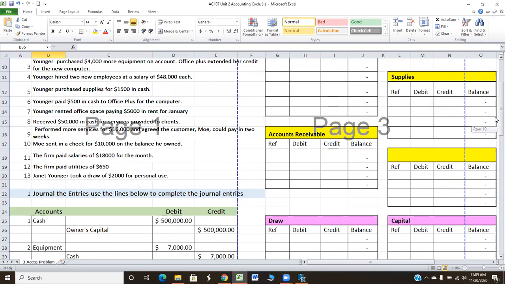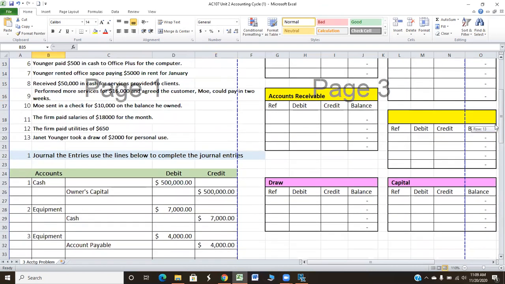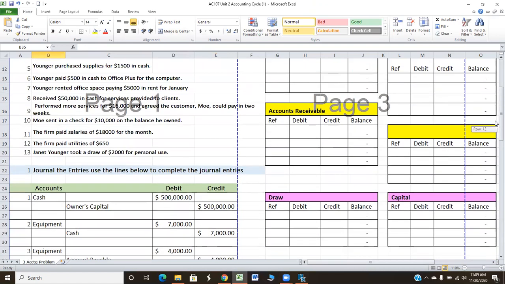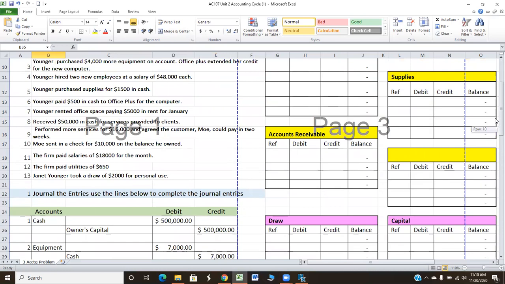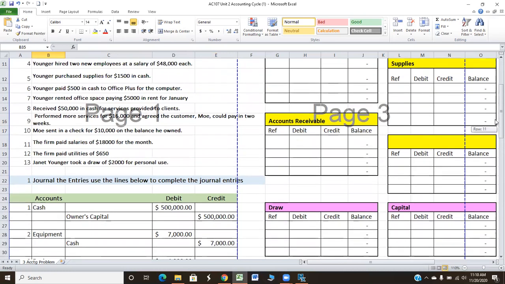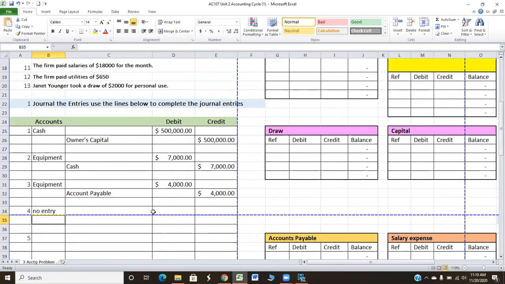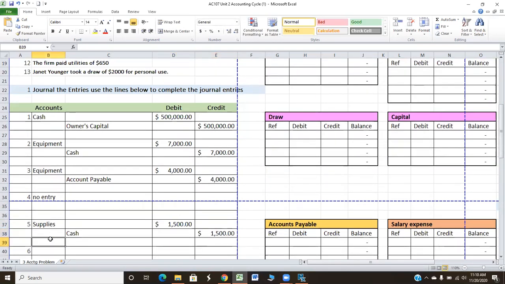Number 5, Younger purchased supplies for $1,500 in cash. So supplies are another asset. Think of equipment. You're purchasing a resource to use for the company. Younger, the business, purchased supplies for $1,500 in cash. So we're going to debit supplies, 1,500, and it says right there they were purchased with cash. So we're spending cash. Cash is decreasing. We're going to credit cash, 1,500.